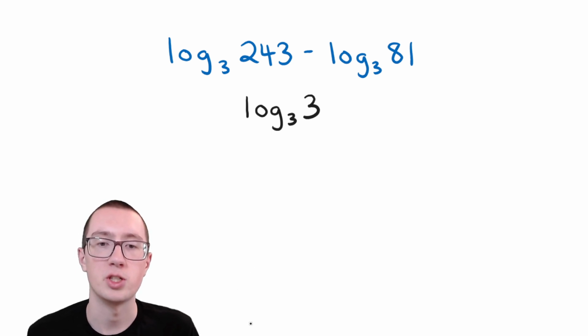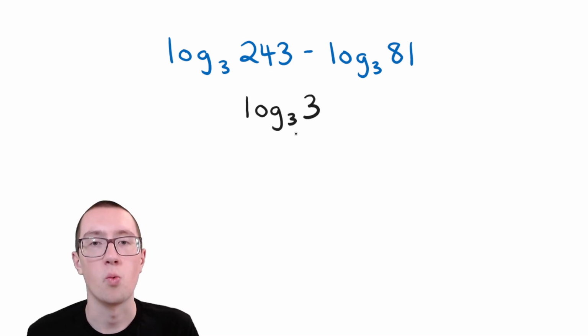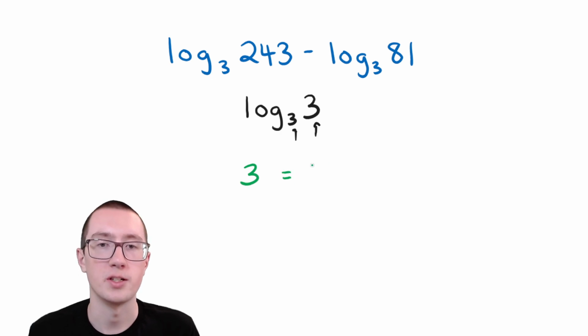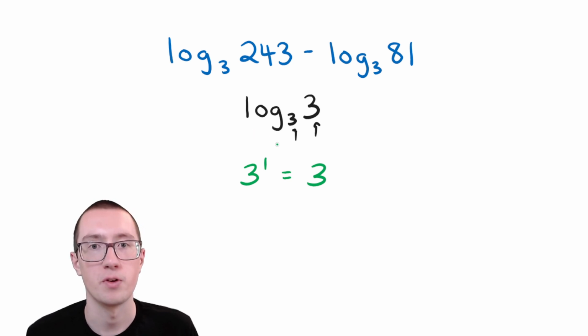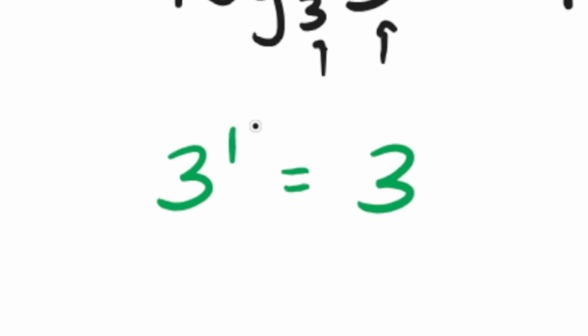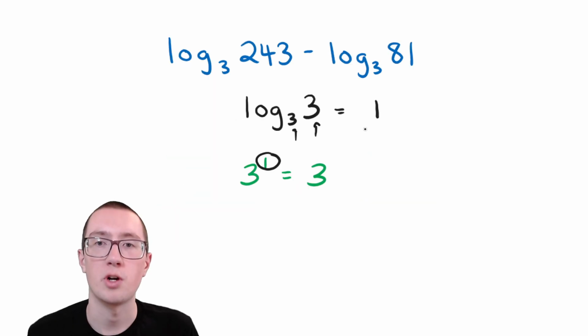So now to solve this, we just need to ask ourselves the question: what number, or what exponent, do we need to put on the small number to get the big number? Well, if we have 3 and we want to turn it into 3, we just need to put an exponent of 1, because anything to the power of 1 is itself. So that means that our log here is equal to 1, because that's the exponent that you have to put on it. So the answer to this problem is 1.